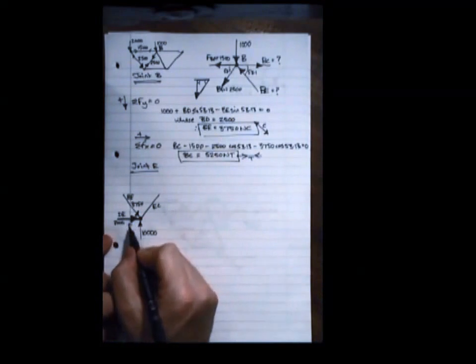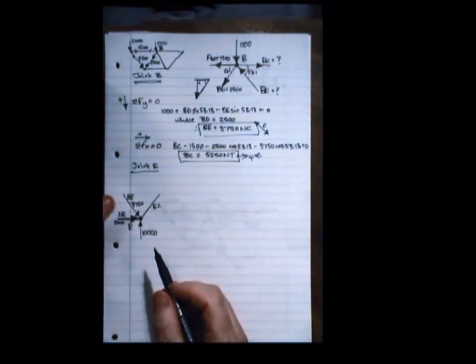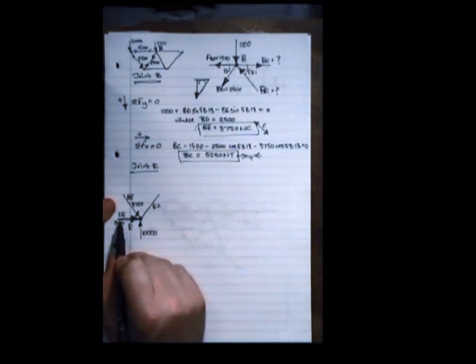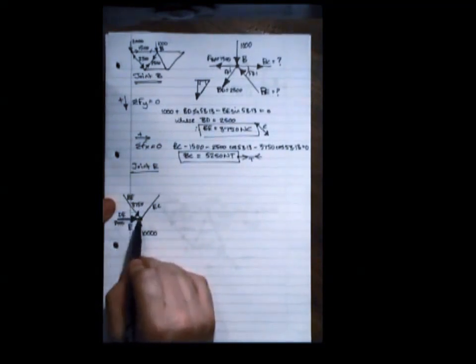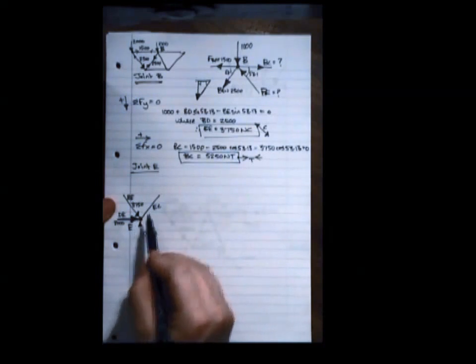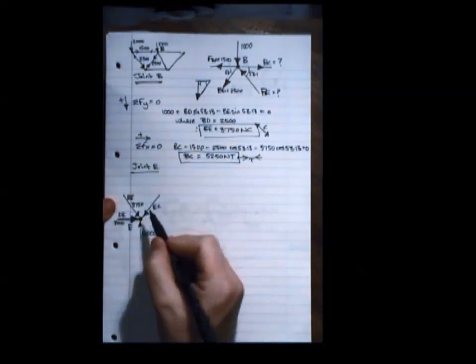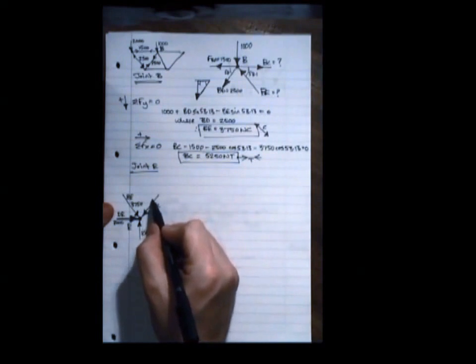So now we're working with joint E. If we look at this joint here, we've got DE pointing to the right, BE pointing to the right. To stop E from moving, AC is going to be pointing to the left. So the arrow is pointing outwards. So you can see that AC is going to be in compression.